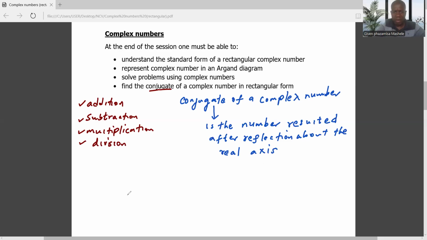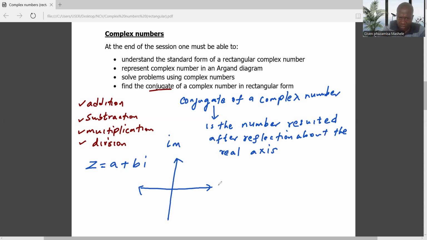So if we have a complex number, for example, if we have z equals to a plus bi, let's assume this is in the first quadrant. So this is the imaginary and this is the real axis. So already we know this is the a. The a is the real value. Then the b is the imaginary. So we have something like this is the z. If we take this z, we reflect it about the real axis. So reflection about the real axis means we are referring to this axis.